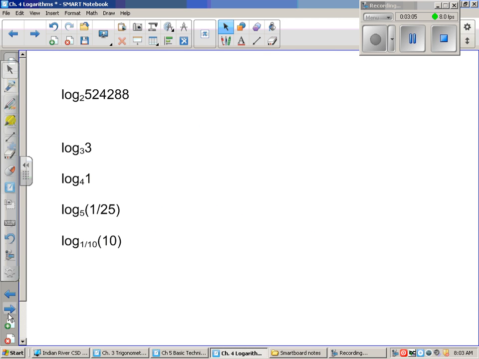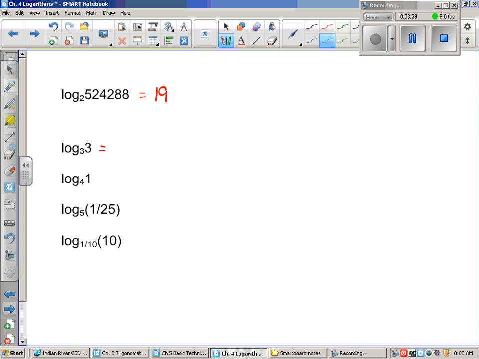Now let's look at logs. Again, keeping this in mind, and then we're going to move to the fractional exponents today. What does the log mean? A log is an exponent. I want to keep that close to your mind. So really this first question is saying 2 to what power is 524,288? Looking at your chart, you should get 19.